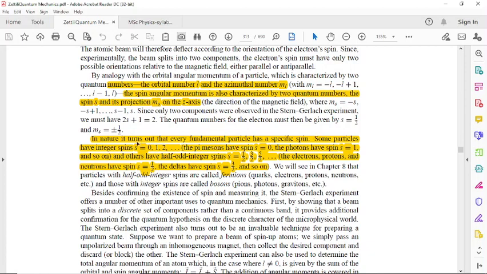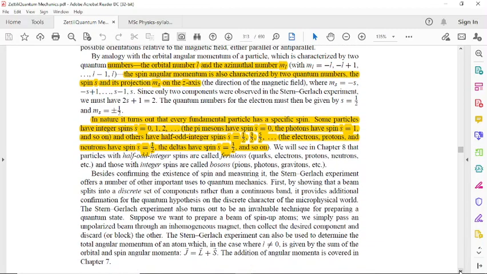Some particles have integer spins s equal to 0, 1, 2, and so on. Example, pi mesons have spin s equal to 0. The photons have spin s equal to 1 and so on. And the others have half-odd integer spins s equal to 1 by 2, 3 by 2, 5 by 2, and so on. Example, electrons, protons, and neutrons have spins s equal to 1 by 2. The deltas have spins s equal to 3 by 2, and so on.